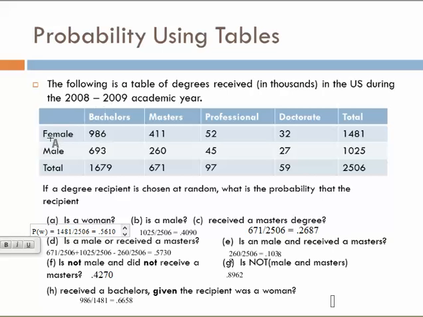We only take into consideration female bachelors now because it's given that the recipient was a woman. And we only take the women as part of the sample space.